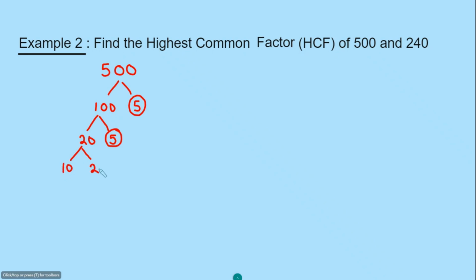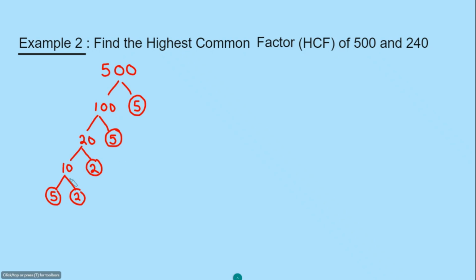So if I split 20, I'll have 10 and 2. Now you can see that 2 here is a prime number, so you put this in the circle. But 10 is not a prime number, so I'm going to split this one more time. If I split this up, I'm going to have 5 and 2. Now you can immediately spot that 2 is a prime number, so you put it in a circle, and 5 is also a prime number, so you put this in a circle too.